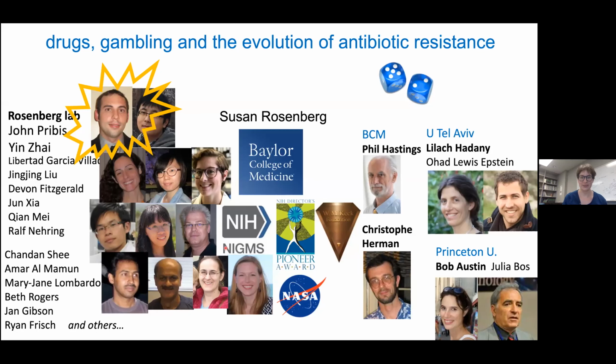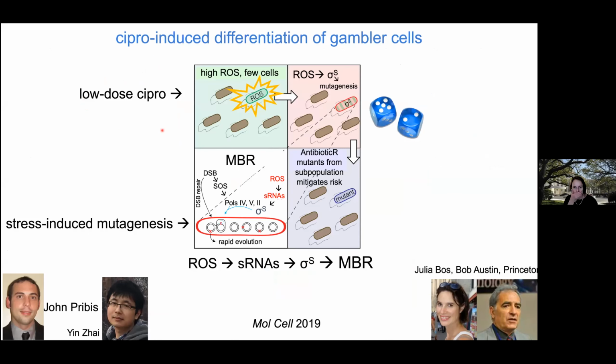I want to talk to you folks about work that a Ph.D. student did in the lab, John Pribis, and you can see him here with collaborations with many other labs and lots of people in the lab. Most notably, you'll hear some new unpublished work of Yin Zhai, who's next to John here. And John has moved on and is in Boston now.